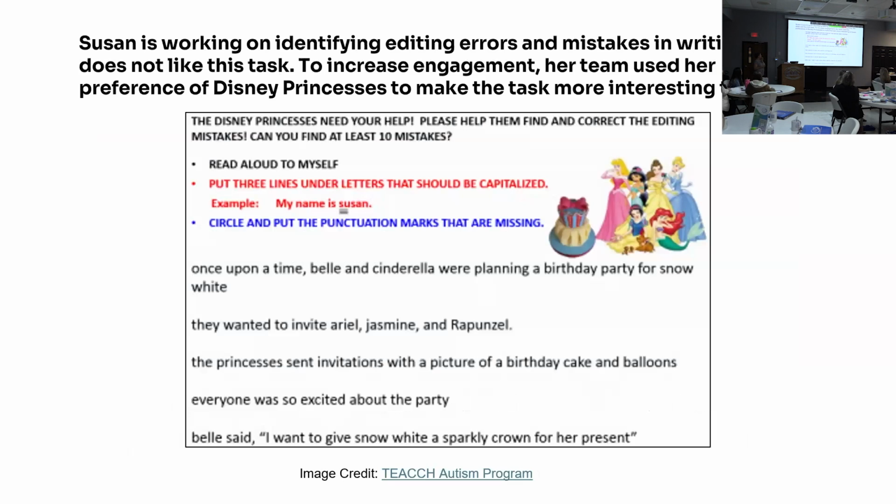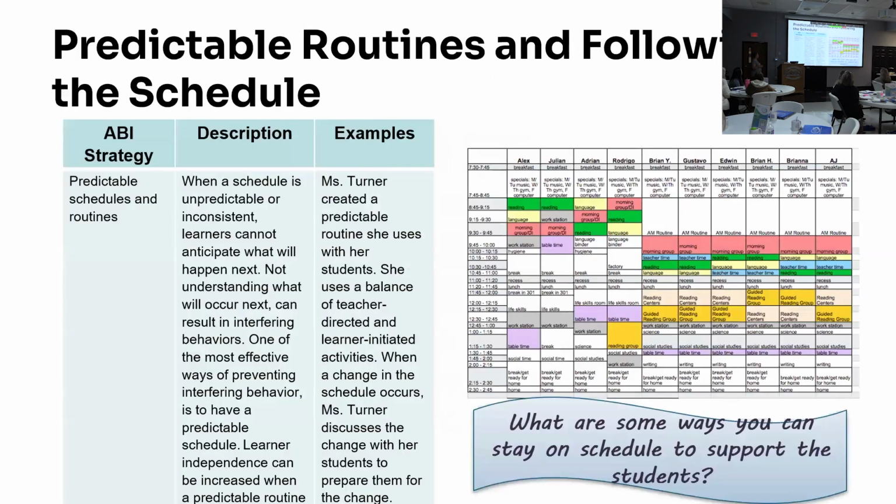In this case, they added Disney Princess. So this was a student that loved Disney Princess, and so they added Disney Princess. They also highlighted in different colors the important parts of the directions that the student needs. So that's one example. Another thing for antecedent-based intervention is predictable routines and schedules.